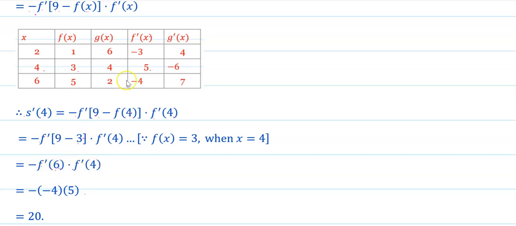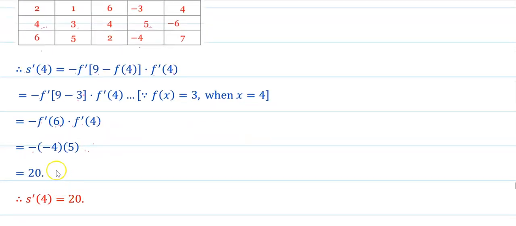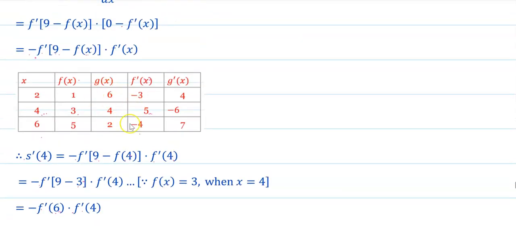f dash of 6 is minus 4. Here is the minus sign. f dash of 4 is 5. Minus and minus will become plus, 4 into 5, and that is 20. And hence s dash of 4 is 20. Okay. Again you can see from the table how to find the values, as I told you. Suppose you want to find g dash of 6, that means x is 6, g dash of 6 is 7 in this way.